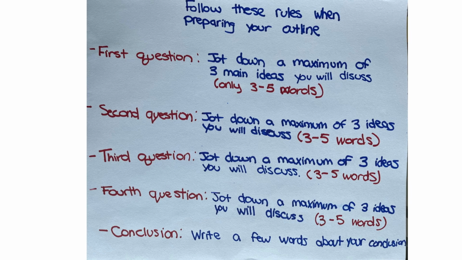And for the fourth question, you need to jot down a maximum of 3 ideas you will discuss. And once again, you should try to aim for 3 to 5 words for each idea you are going to discuss. And then your conclusion for your outline, you should write a few words of how you are going to close this particular conversation so the examiner knows that you are right on time.